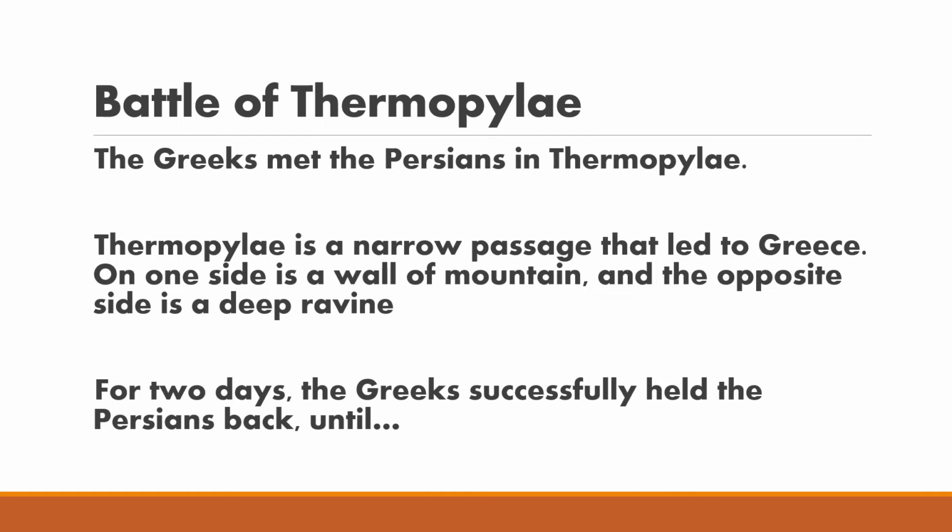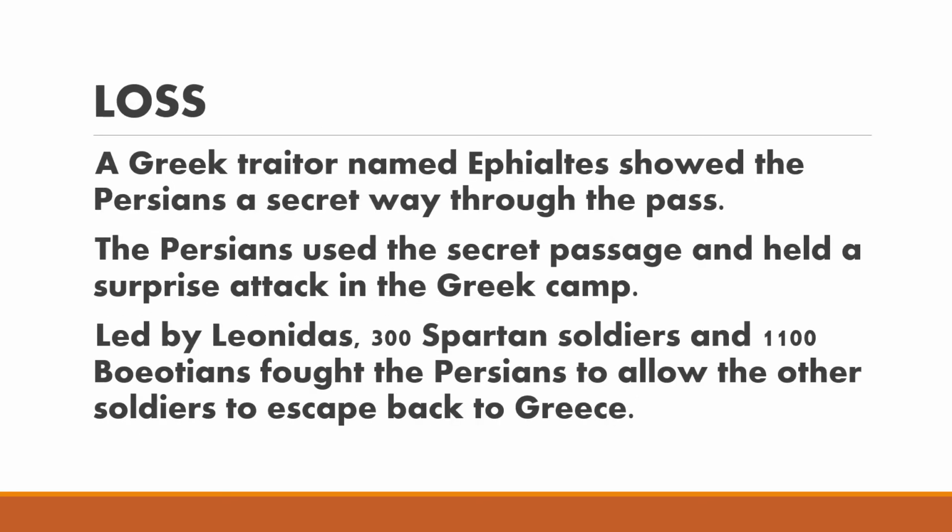On one side is a wall of mountain, and the opposite side is a deep ravine. For 2 days, the Greeks successfully held the Persians back, until a Greek trader named Ephialtes showed the Persians a secret way through the pass. The Persians used the secret passage and launched a surprise attack in the Greek camp. Led by Leonidas, 300 Spartan soldiers and 1,100 Boeotians fought the Persians to allow the other soldiers to escape back to Greece.